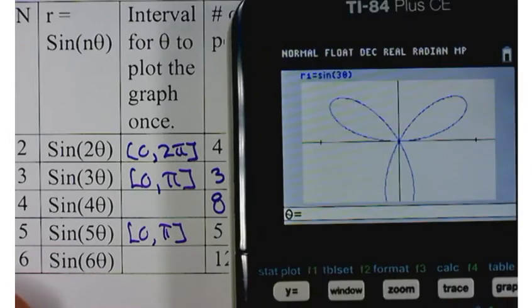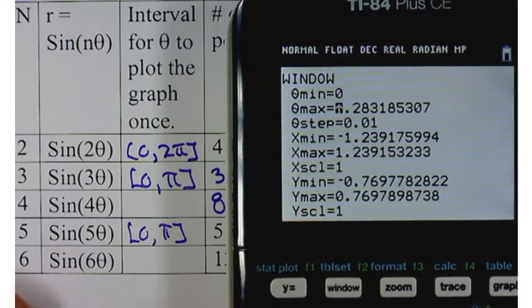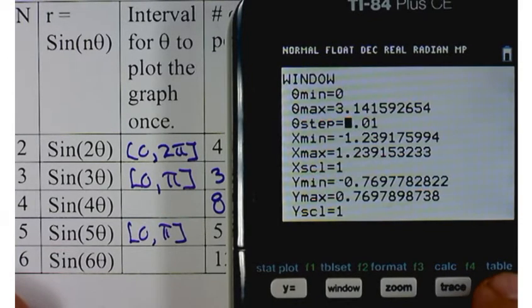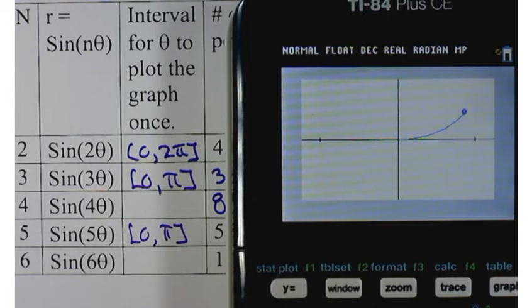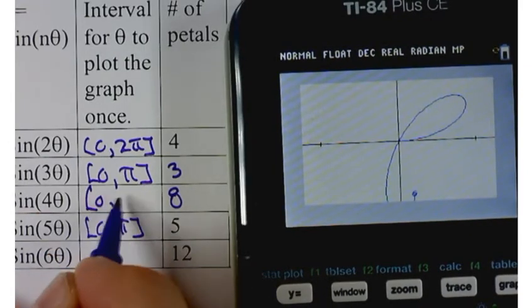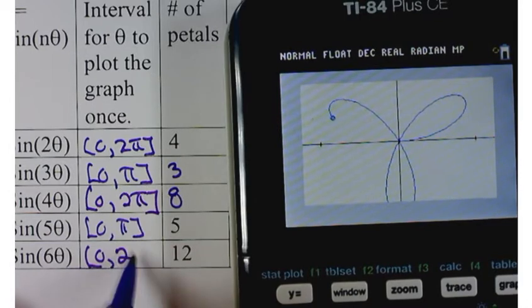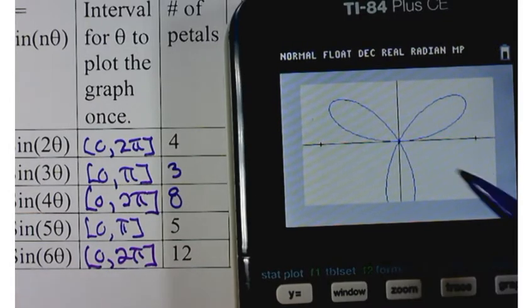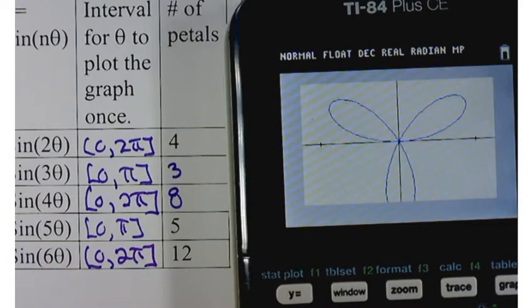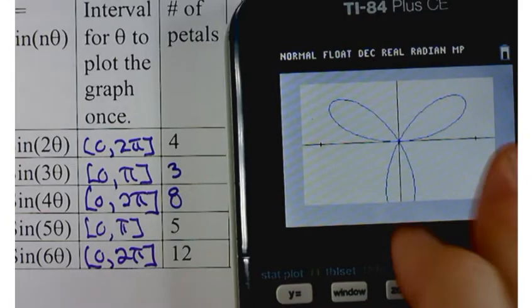And let me go back here and adjust my window. If I go from 0 to pi, I should still see the complete graph with 3 clovers. Let's see. While that's going, we can finish this off: 0 to 2 pi and 0 to 2 pi. Perfect. And it went around exactly once. I still have the graph, so I don't need to go all the way up to 2 pi in order to get a complete graph.